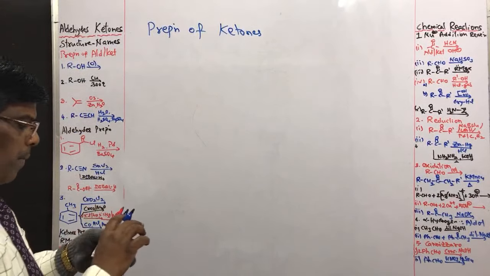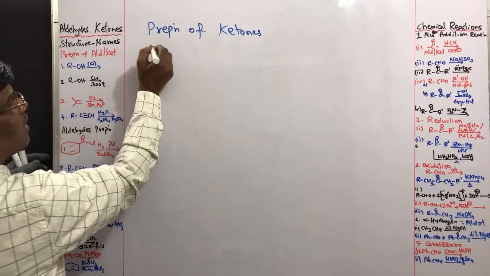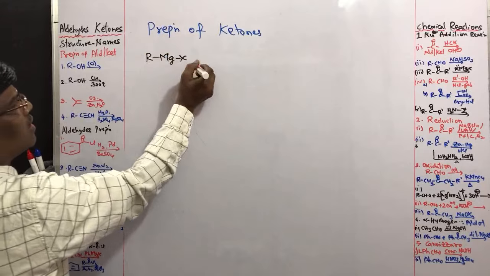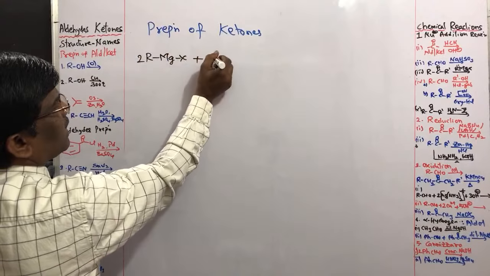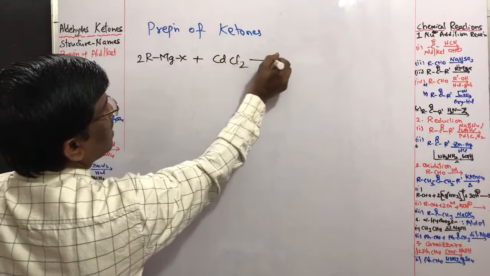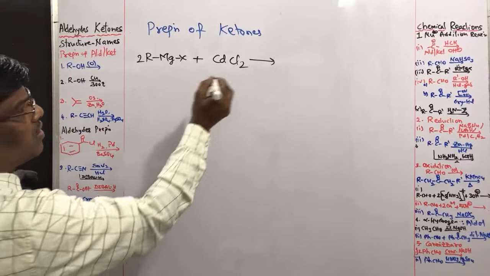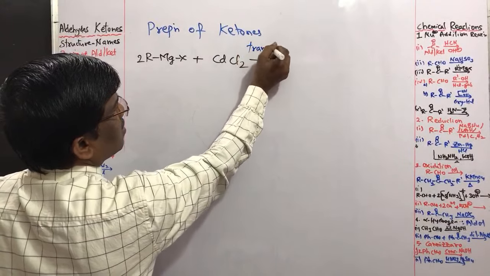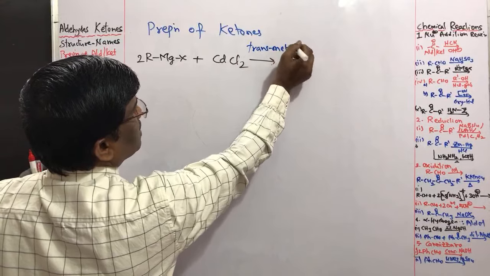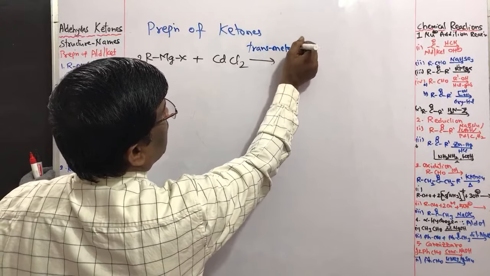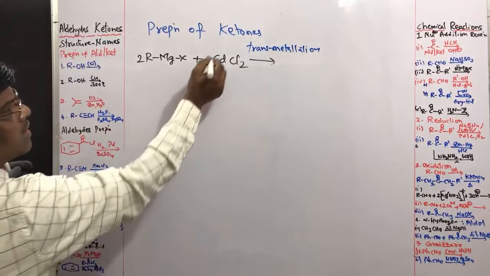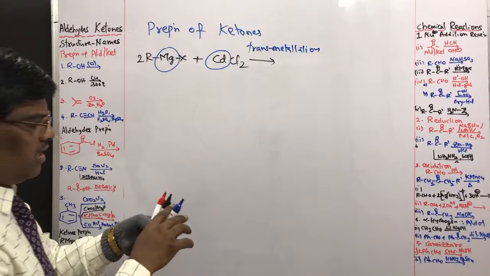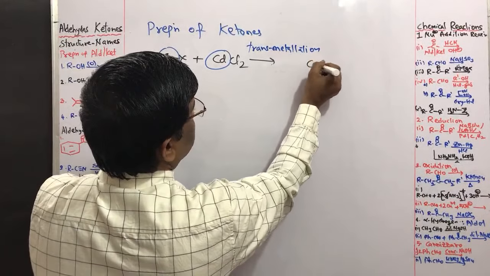So ketones can be prepared starting from Grignard reagent, for example RMgX, and when I treat it with cadmium chloride, transmetallation. The concept is transmetallation. Please write down transmetallation. At lower classes it may not have that importance. So what is happening? Here this is magnesium, it is going to exchange with cadmium.